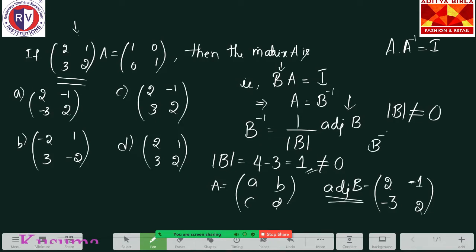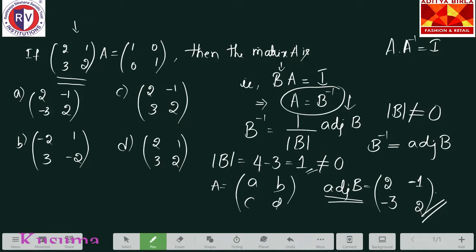Now what is B inverse? B inverse is 1 by determinant B into adjoint of B. Clearly, the determinant B is equal to 1. Therefore, B inverse is nothing but the adjoint of B. This is the B inverse. So we know that B inverse is nothing but the matrix A. So what is A now? The matrix 2, minus 1, minus 3, 2 itself is the matrix A. So this is option A. Option A is the right answer.